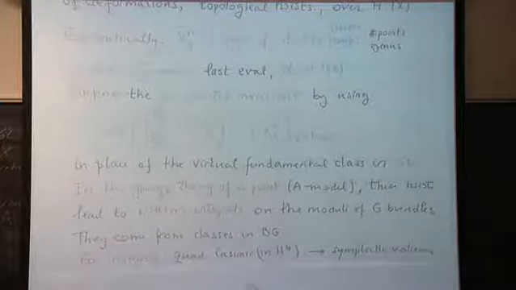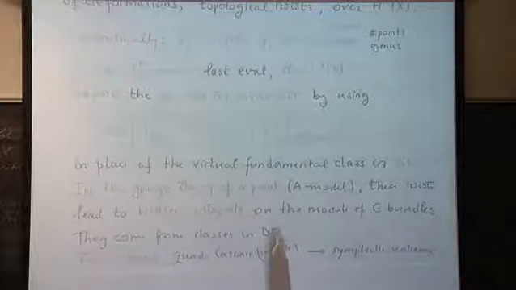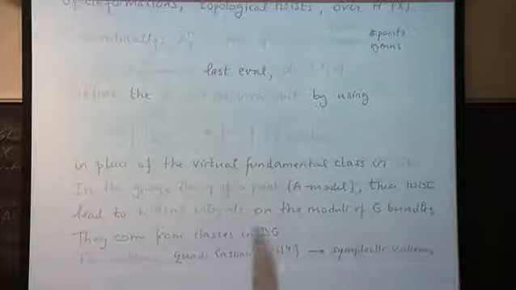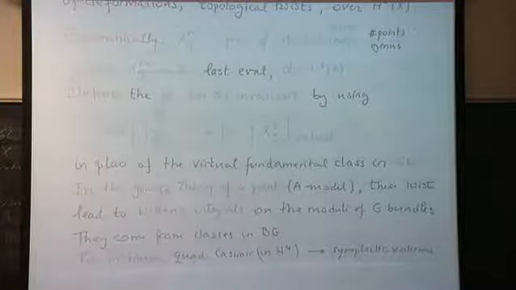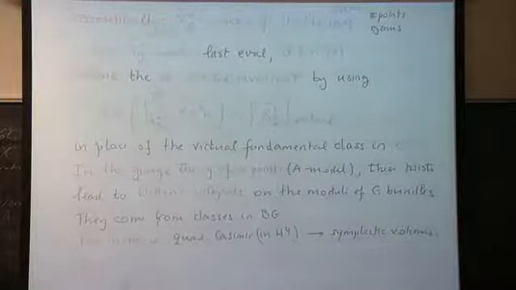So for example, if you start with a quadratic Casimir, a class in H4 of BG, coming from a trace form, what you get on the moduli of bundles is the symplectic form, the Chern class of the theta-line bundle, exactly by this construction.